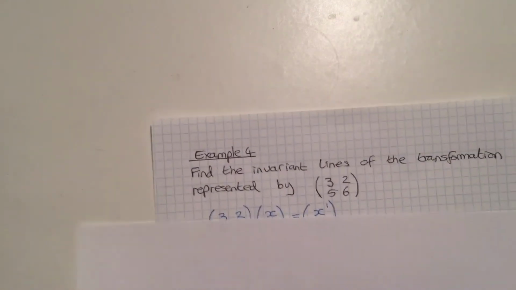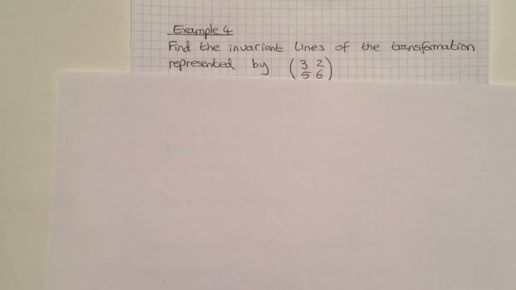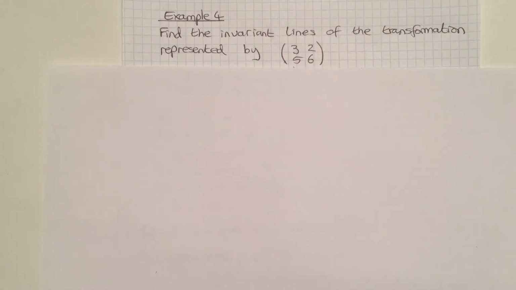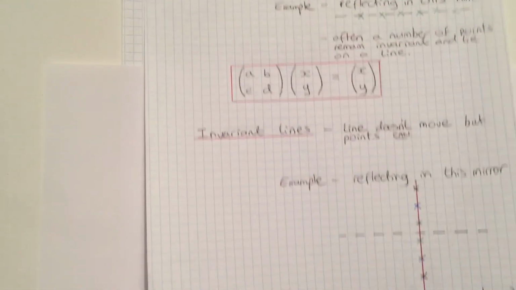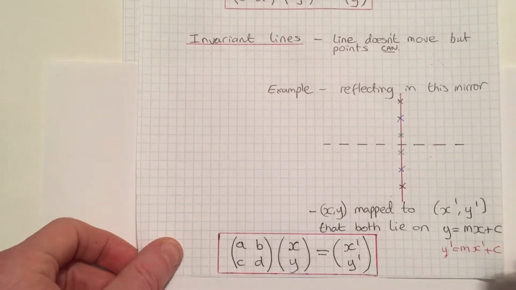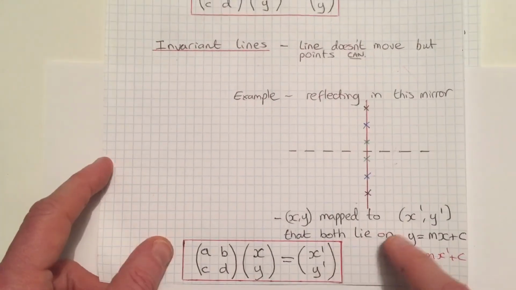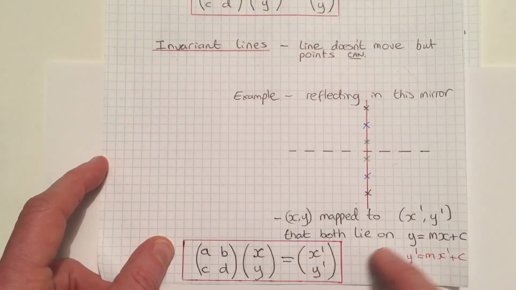We're now going to look at invariant lines, which, as you're about to see, is quite a lot longer and trickier. So we need to find the invariant lines of the transformation represented by that matrix. So notice we're talking about lines, not points. So going back to our beginning sheet, we're talking about this equation for invariant lines, where both (x, y) and (x', y') obey the equation y equals mx plus c.